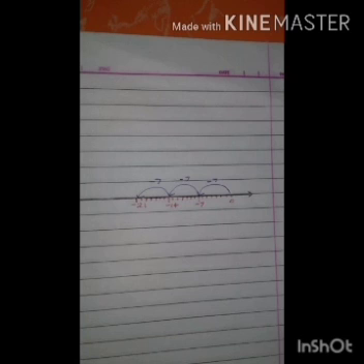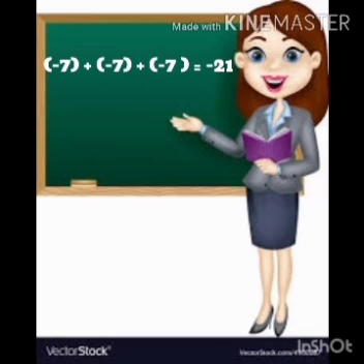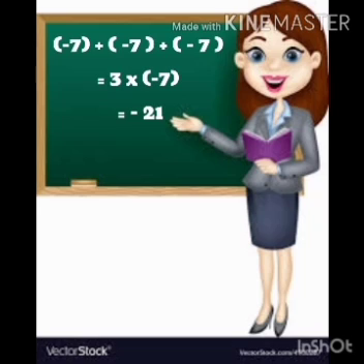Look at the following number line. We have minus 7 plus minus 7 plus minus 7, which is equal to minus 21. We can also write it as minus 7 plus minus 7 plus minus 7 is equal to 3 into minus 7. That is equal to minus 21.